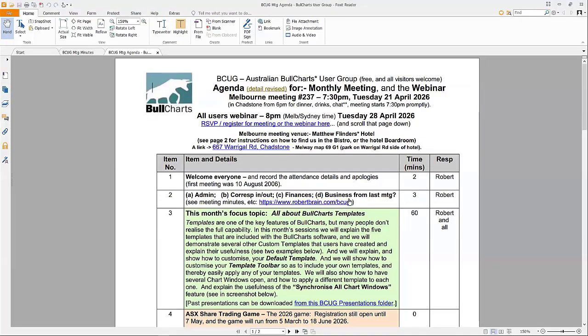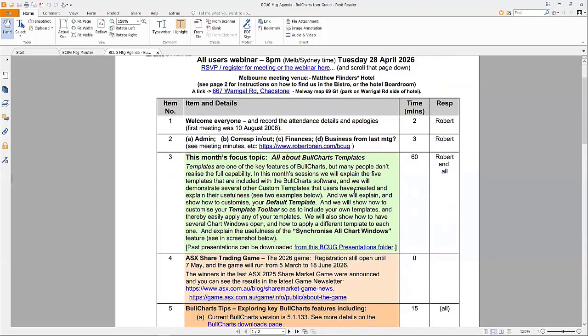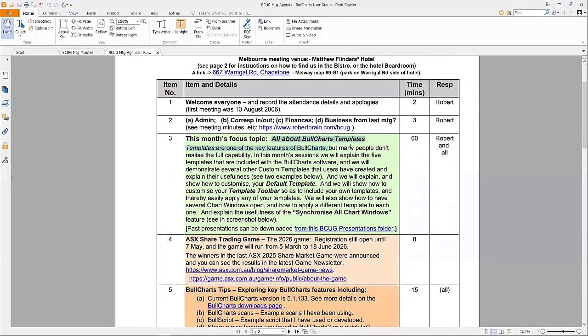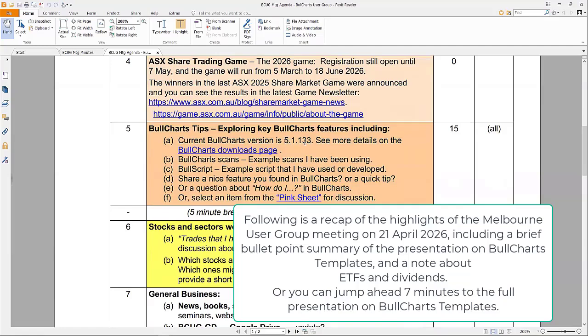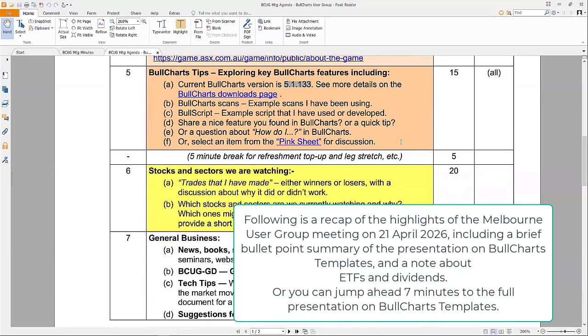This is the agenda for last week's Melbourne meeting and for tonight. The plan is to talk about BullCharts templates. There's a segment for BullCharts tips, exploring BullCharts features. The current version, as I understand it, is still 5.1.133. If you've got a recent version, maybe 5.1.124 or thereabouts, it's probably still pretty good and it's not worth updating unless you've got a problem.